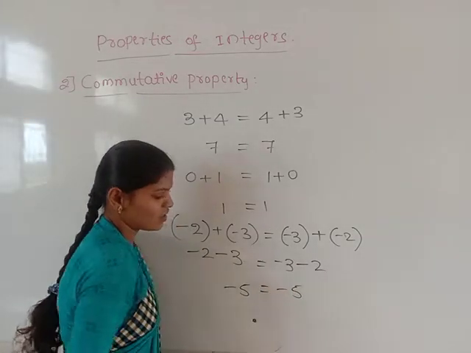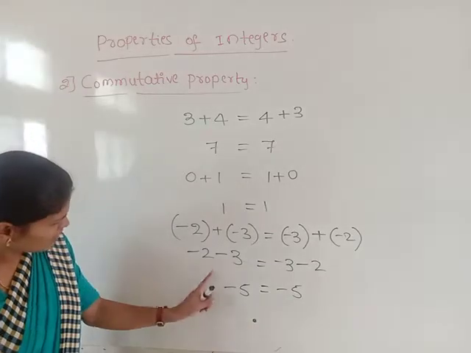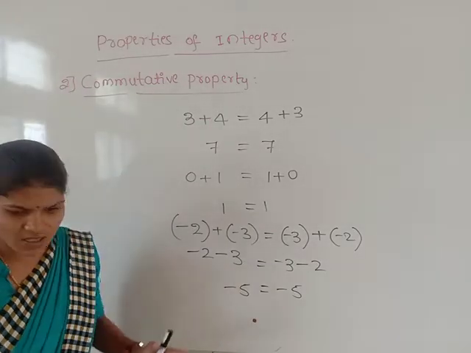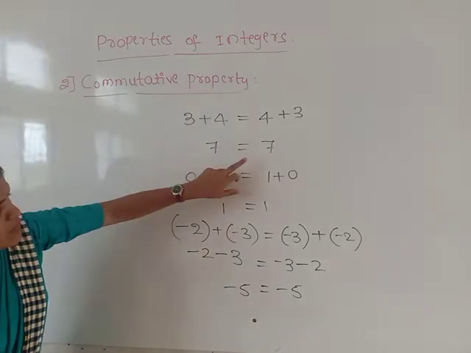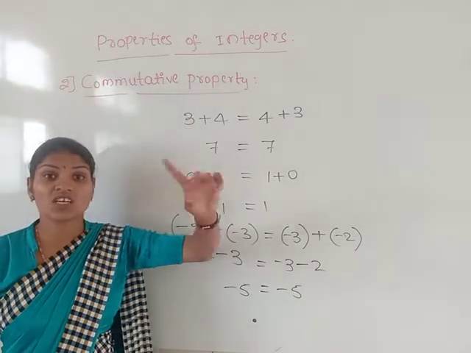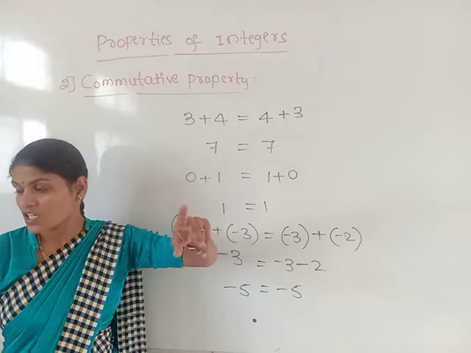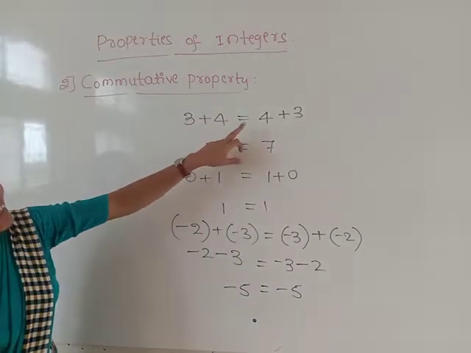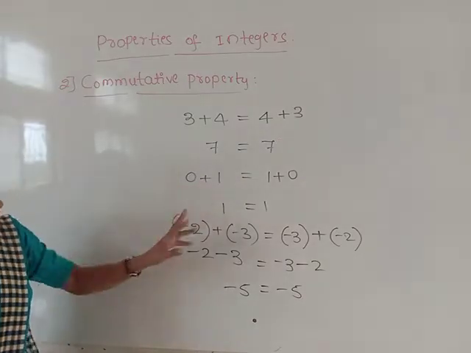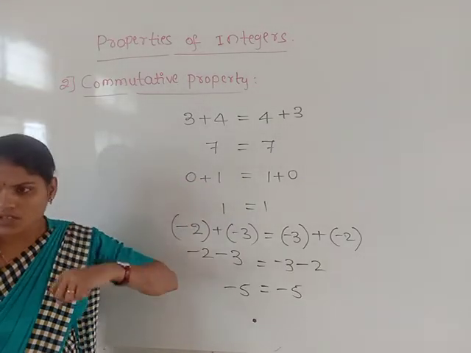Then use the same number. Whether the sum is different or the same? Here also the same. If you add two integers, the sum is the same when you change the order of the numbers, the order of the addends. What will we call these? Addends. If you take 0 and a positive number, then also the same.